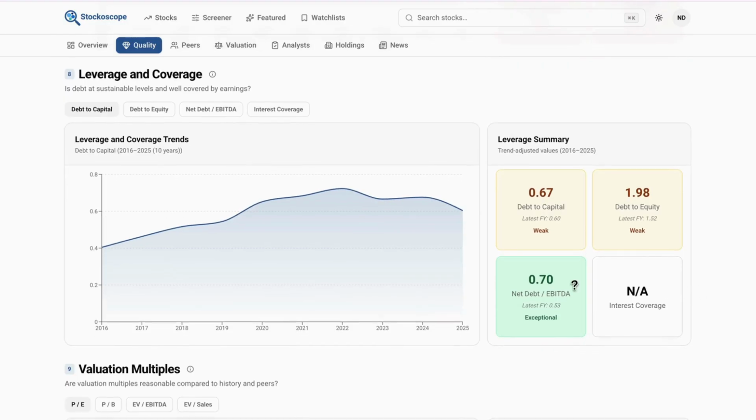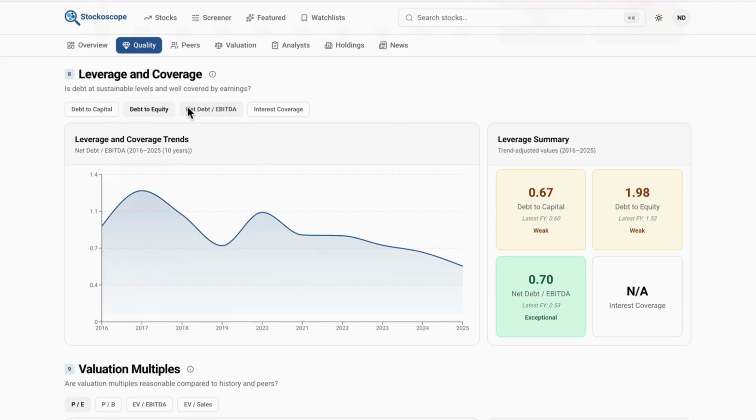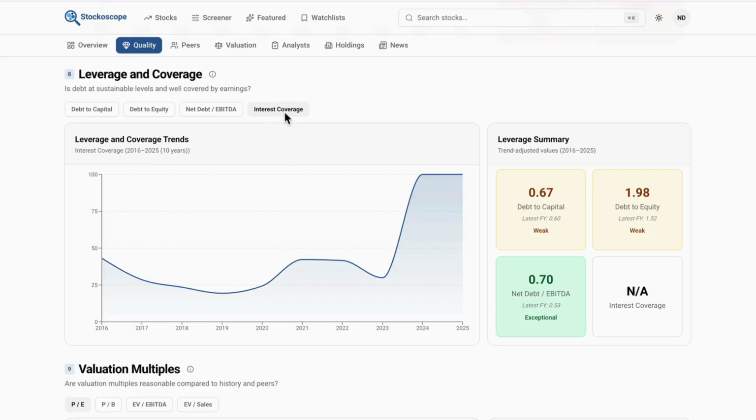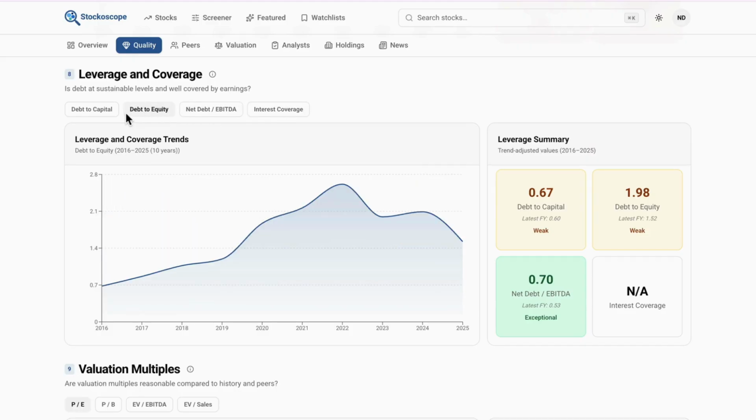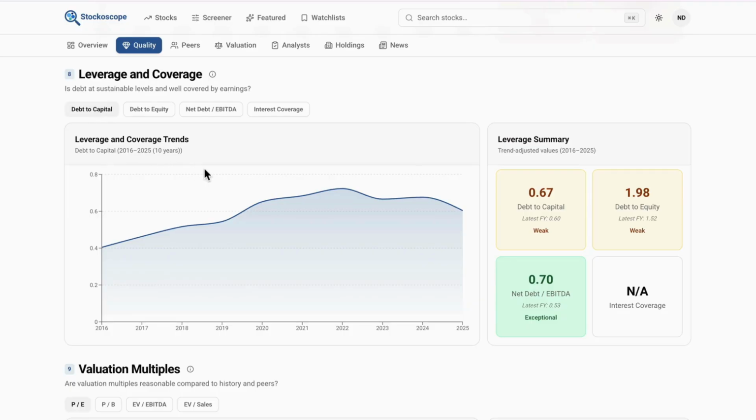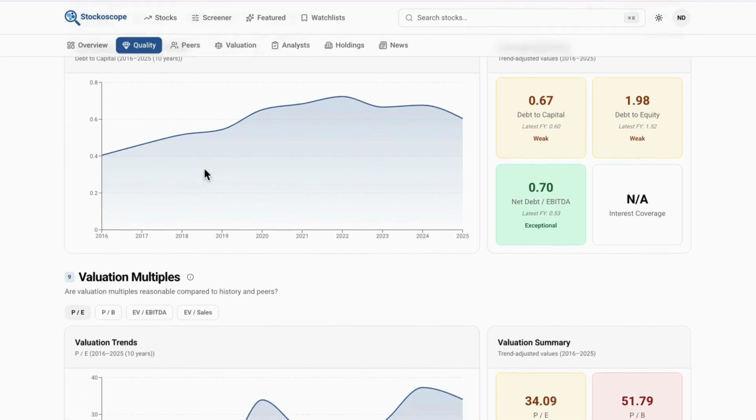Pillar 8 evaluates leverage and coverage. Debt can be a useful tool, but excessive leverage is risky. We track debt to capital, debt to equity, net debt to EBITDA, and interest coverage. Low leverage ratios and high interest coverage suggest a strong balance sheet with manageable debt levels.